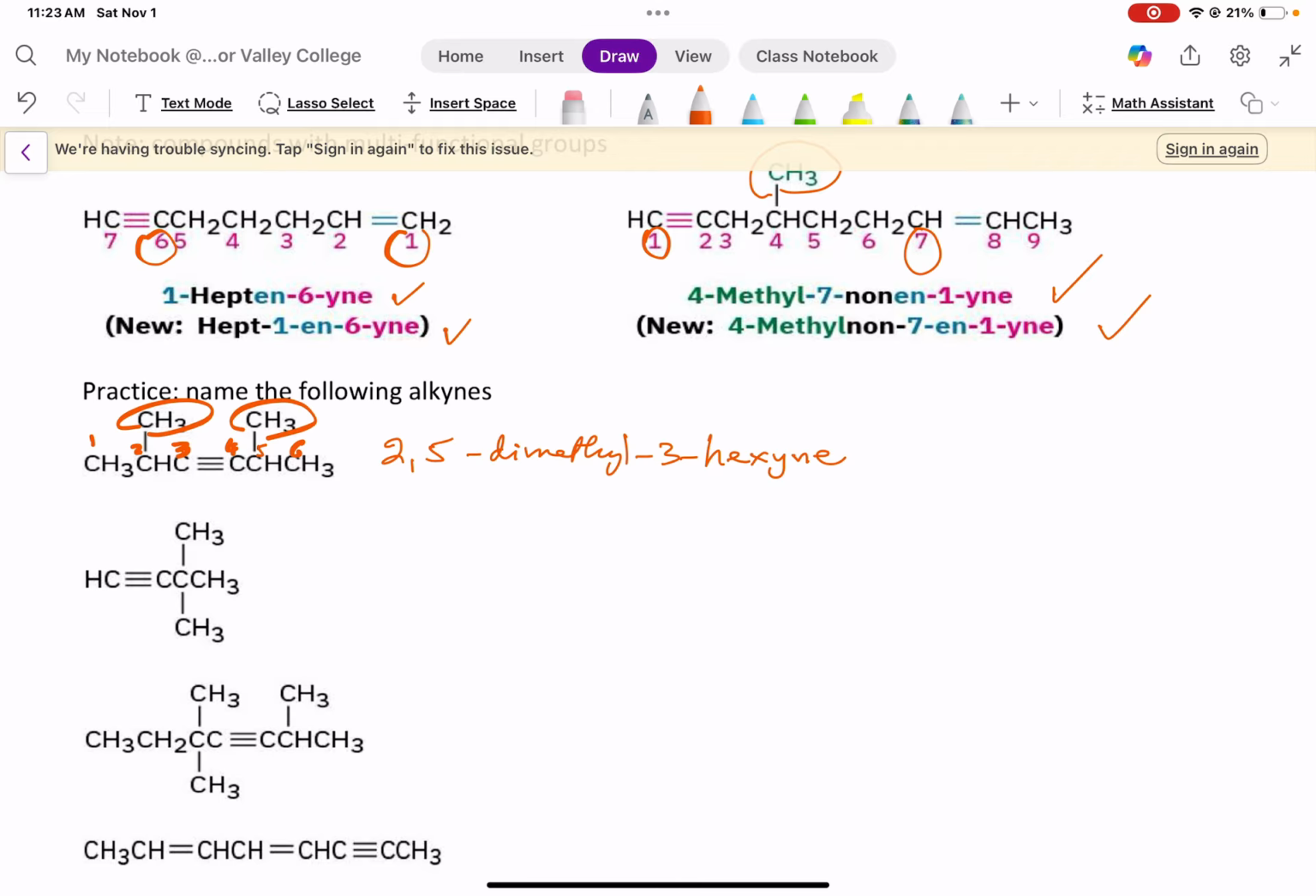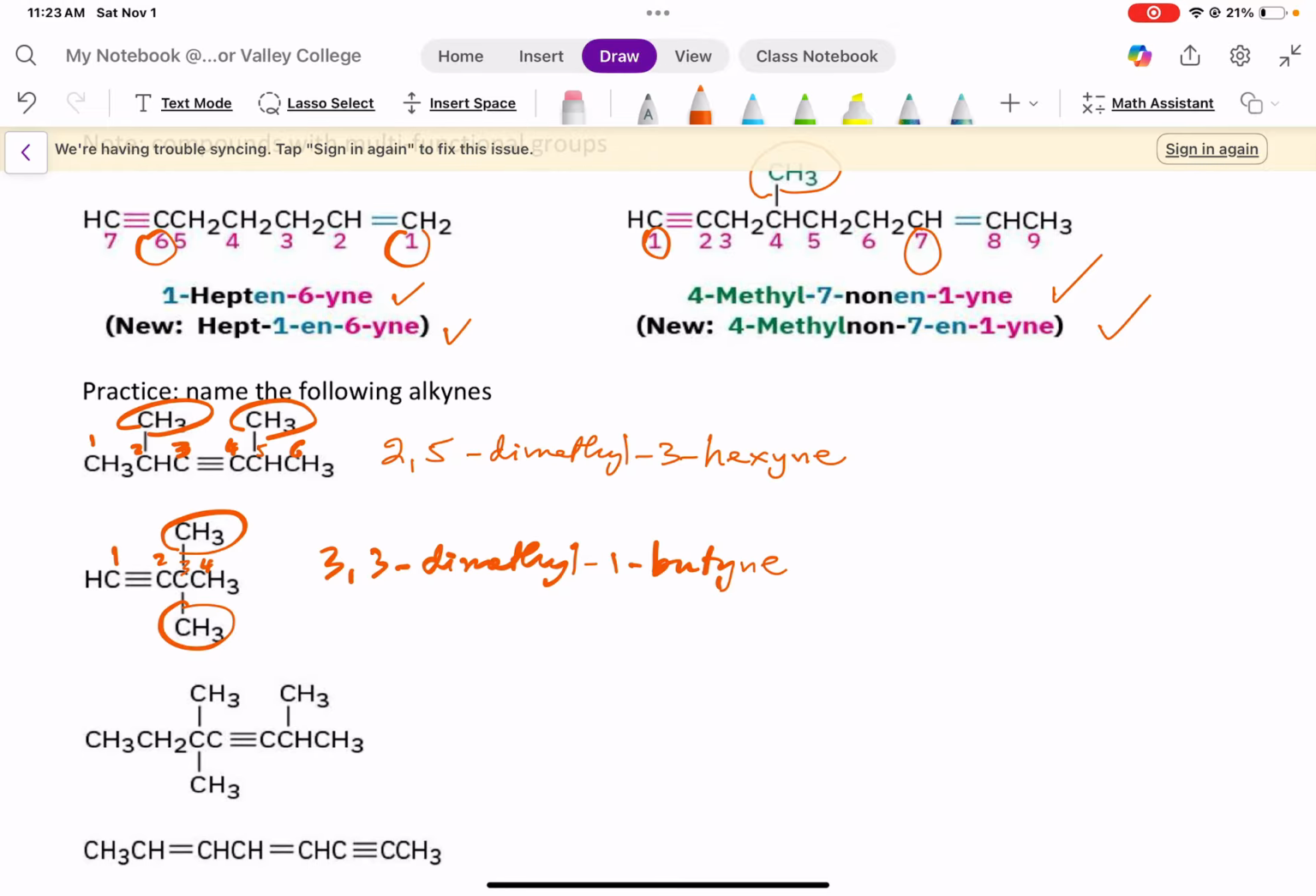This one I would do 1 right here, if you guys agree with me. 2, 3, 4, and you got a methyl on top and bottom. So we got 3,3-dimethyl-1-butyne.